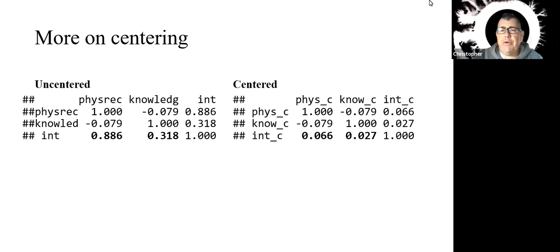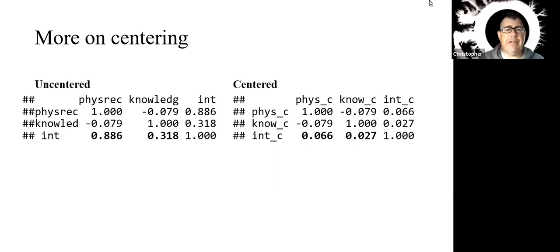One thing to note here is physician's recommendation was a yes/no question. I had to convert that to a numeric variable in order to center it. It'll throw an error at you if you try to center a categorical variable. So that's one consideration there if you're trying to do this yourself.